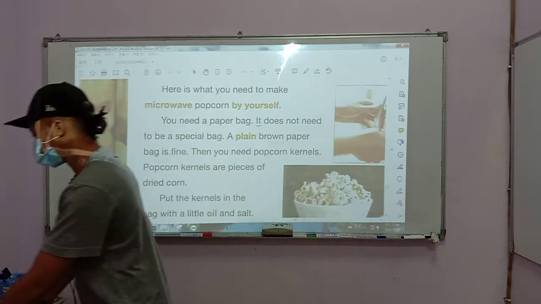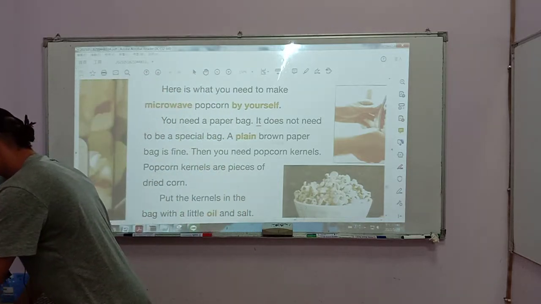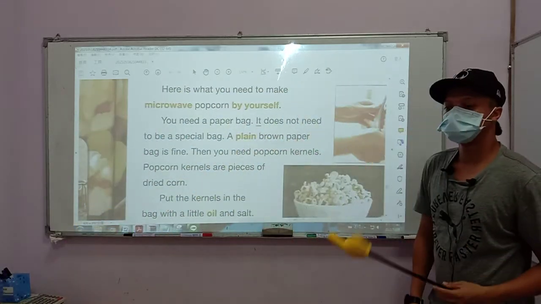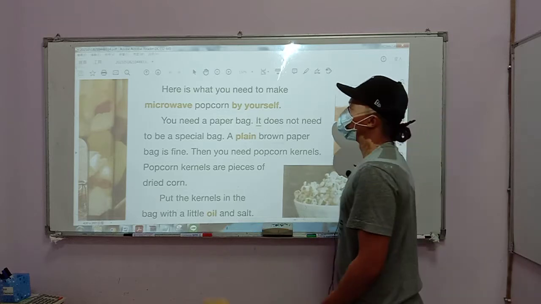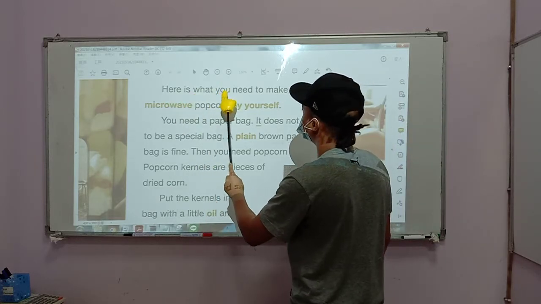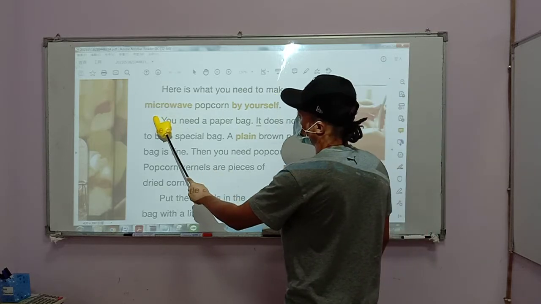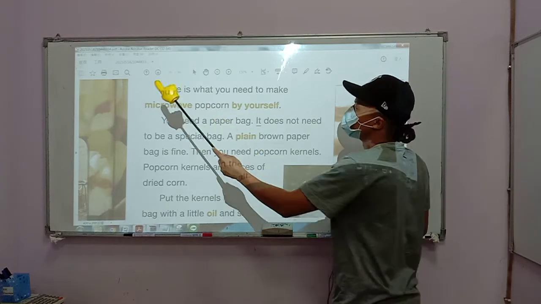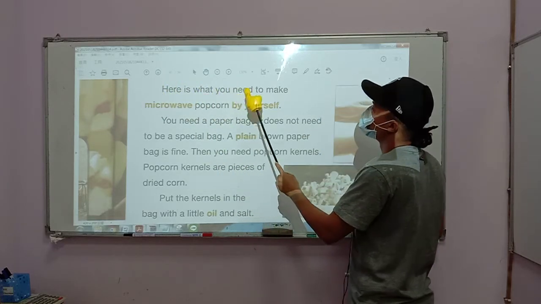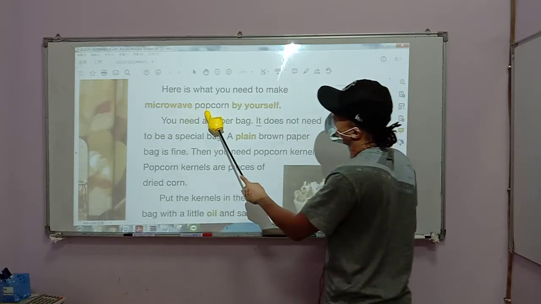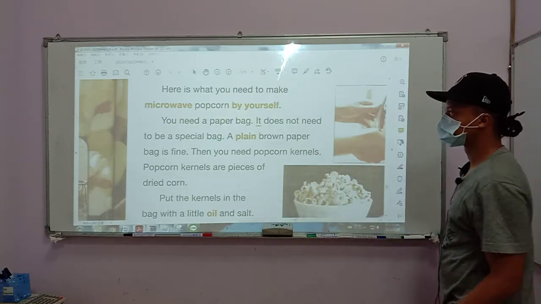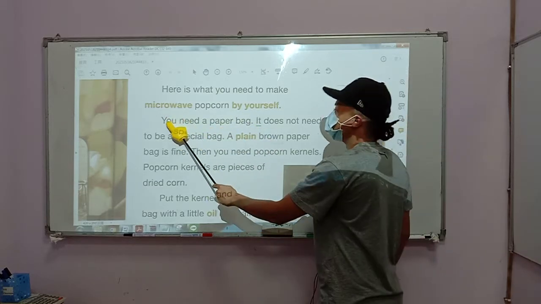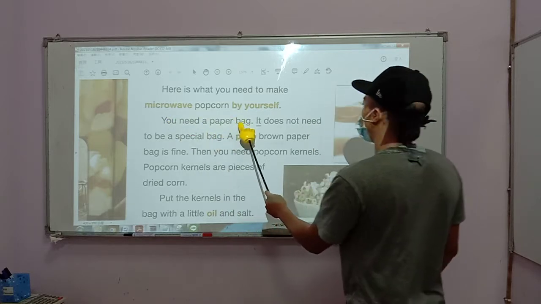I will read first, and I want you to please read after me. Okay, let's get started. Here is what you need to make microwave popcorn by yourself. All right, let's read together. Here is what you need to make microwave popcorn by yourself. You need a paper bag. Let's go together. You need a paper bag.